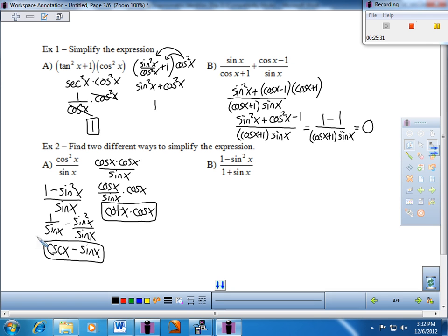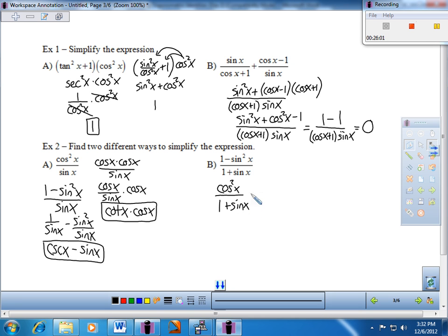Okay. Now letter B is an interesting one. One of them would come up quite a bit. The other one is not quite as obvious or prevalent. So I'll do the more obvious one first. When I see a 1 minus sine squared, chances are it changes to cosine squared. Not all the time by any means, but it's a pretty good bet.